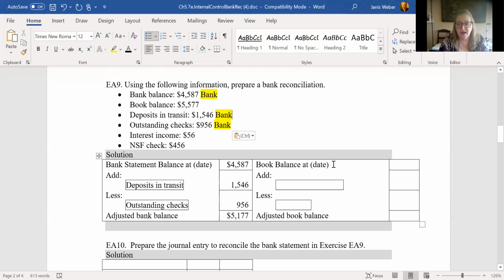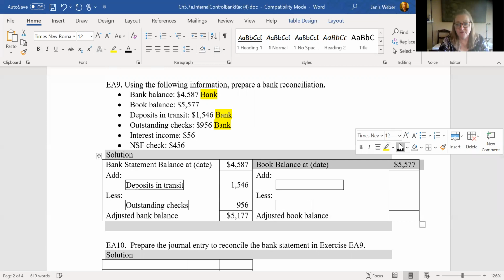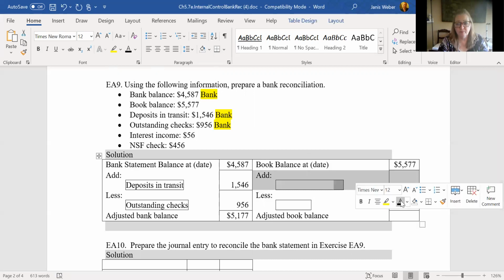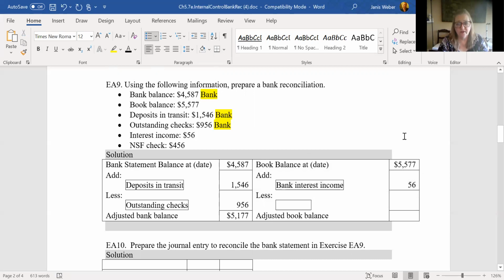Okay, so on the book side, I start with my T account balance or my general ledger account balance, and the balance per book is $5,577. And I add back things that the bank knew about that we had not recorded on our books yet. One of the things that got added is interest income or revenue, either way you want to think of it.